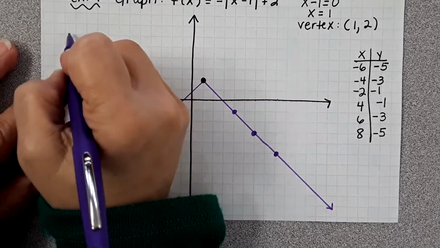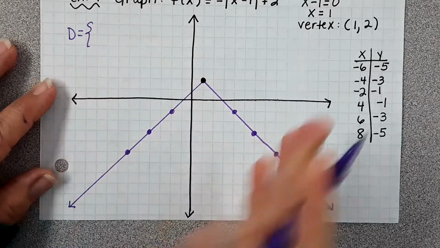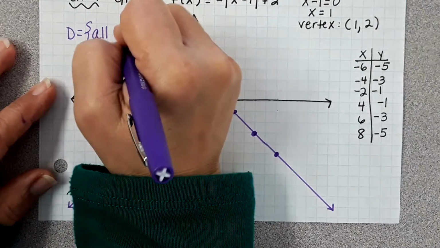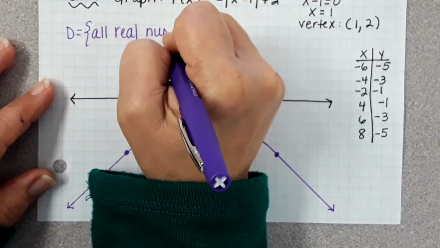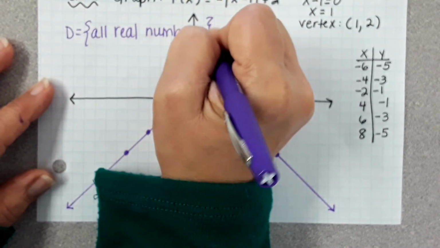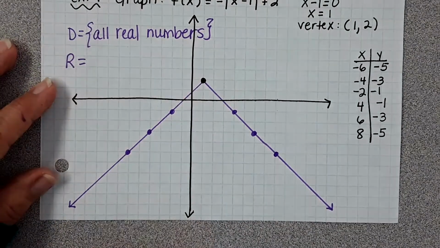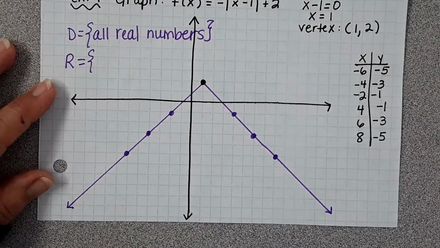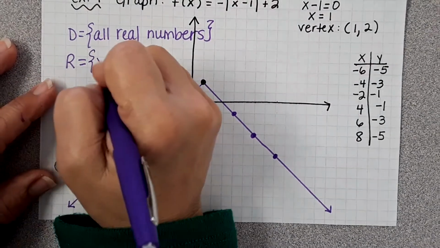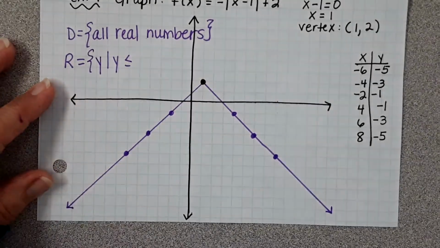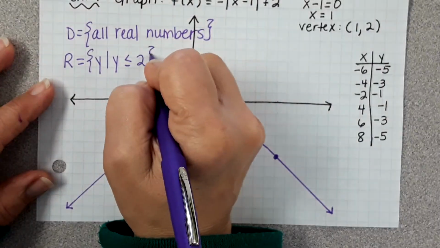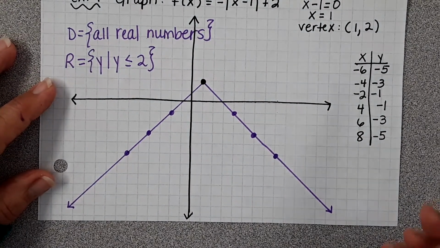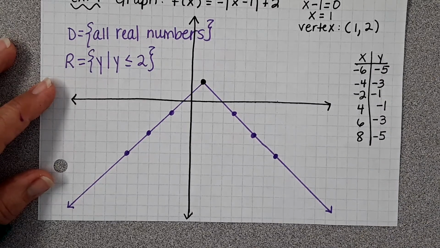So now what is my domain? My domain hasn't changed, right? I can put in anything, so all real numbers. What is my range? y such that y is less than or equal to 2. You got it. And you know how she got the 2? It's the very top. Yep, it's the vertex at the very top, and that's your y coordinate.